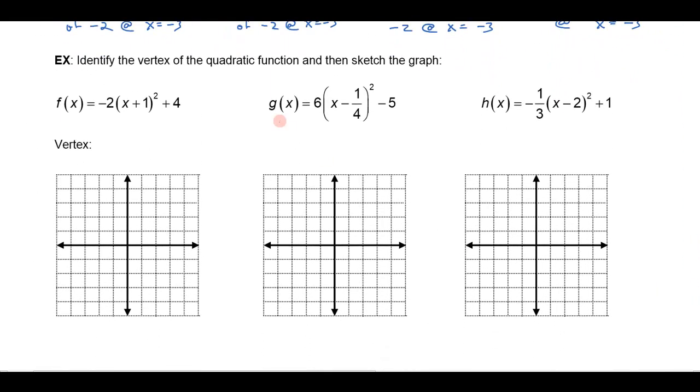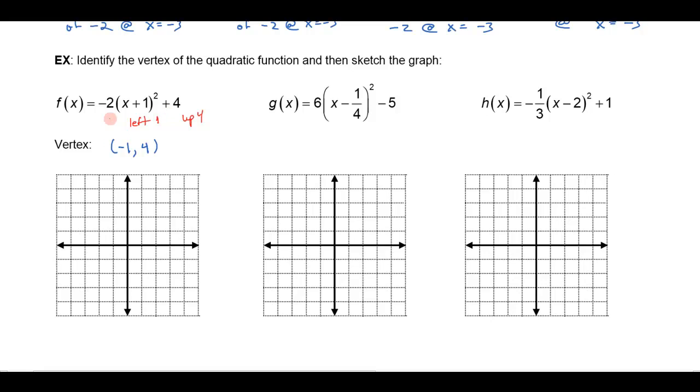It says identify the vertex of the quadratic function and then sketch the graph. So in general, if I have a quadratic equation that's written in this form, I can see right away that this is going to go to the left 1 and up 4. So that tells me the vertex is negative 1, 4. So what I want to train my eye to see is I know my vertex is negative 1 because it goes to the left 1, and positive 4, up 4.